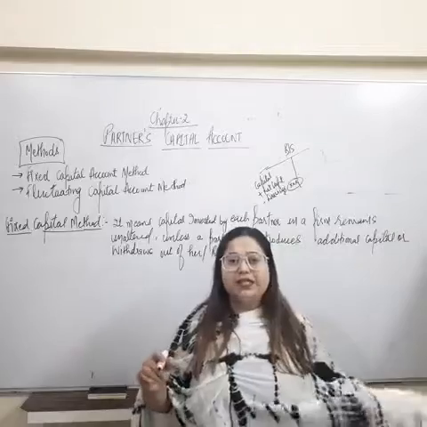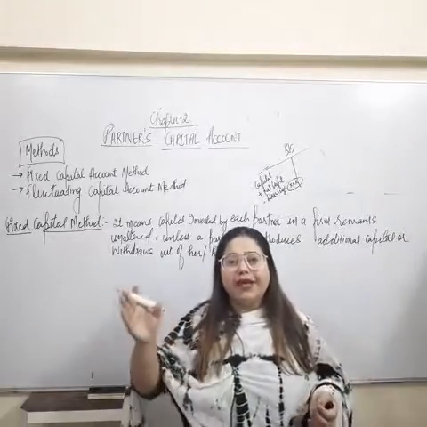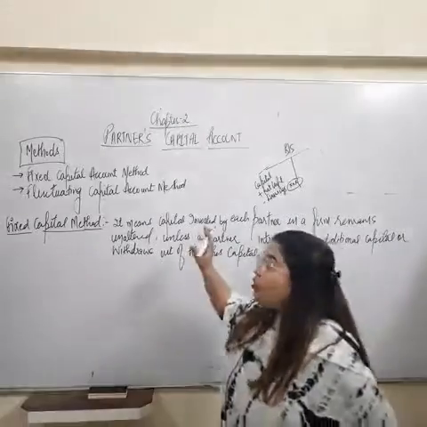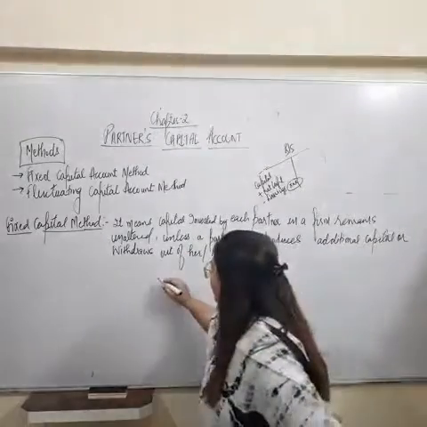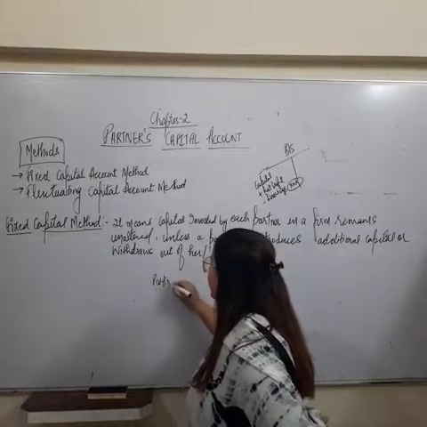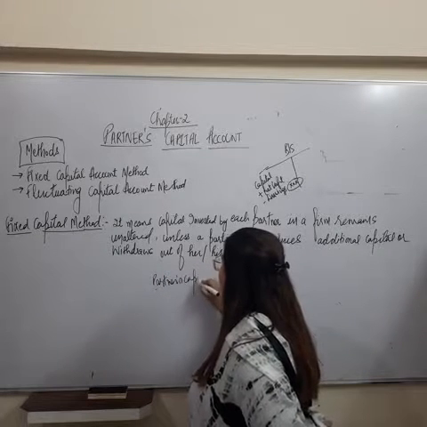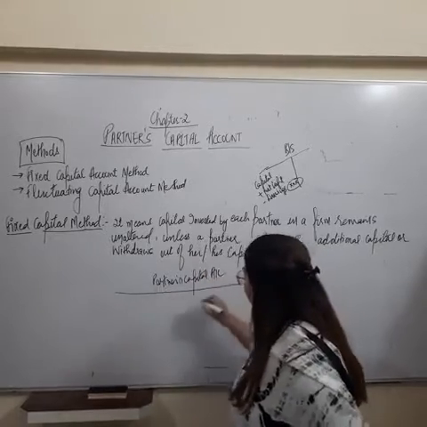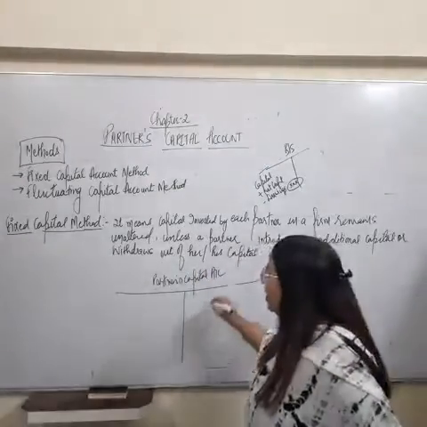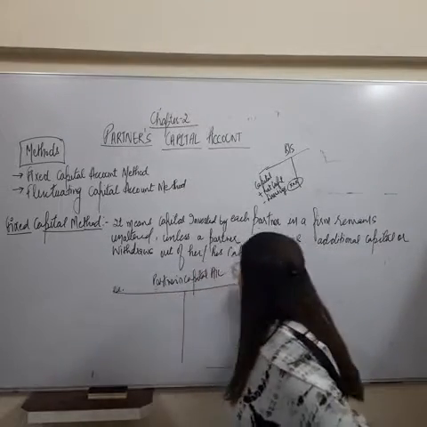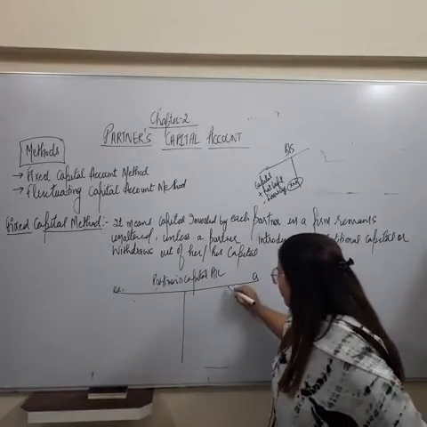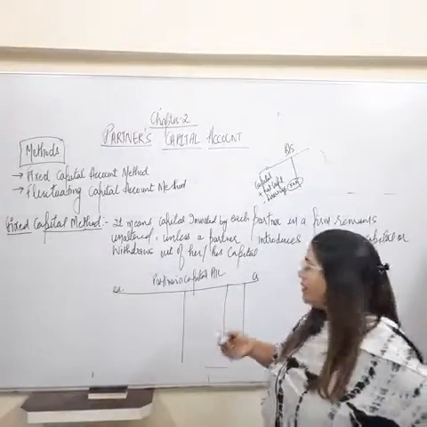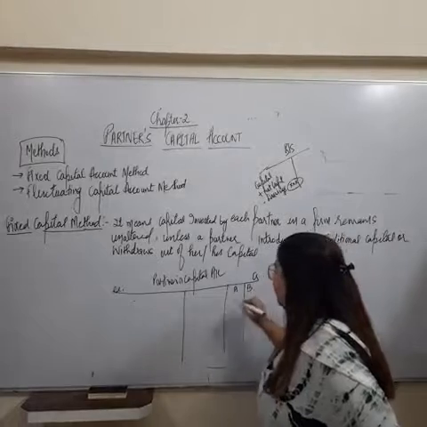There we are just making a single format and we are just making columns for different partners. So how to make partners capital account: at the top we have to write here partners capital account. Because this is an account, it will be prepared in a T format, right? Now this is the debit side, this is the credit side. Suppose there are two partners, and assume their names are A and B. So write down here A and B.